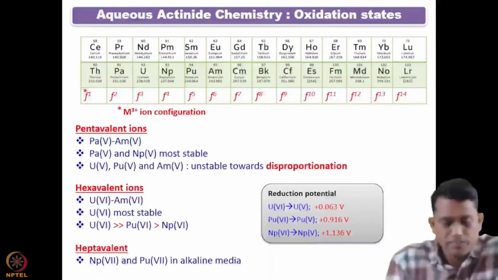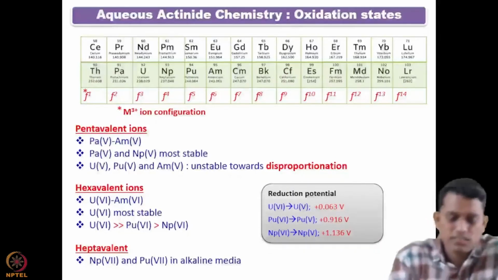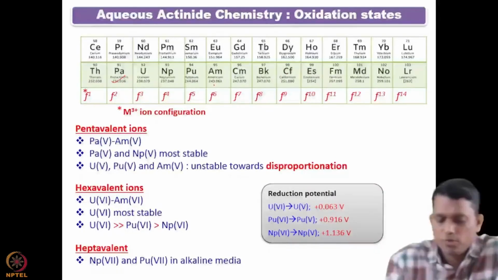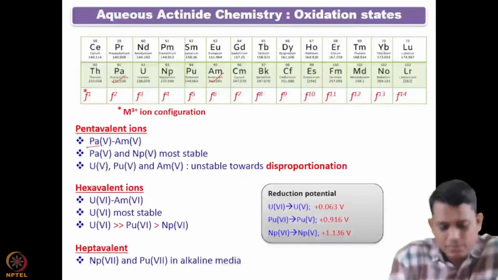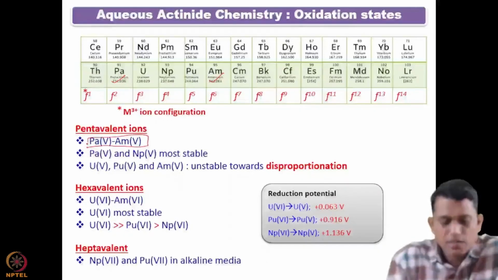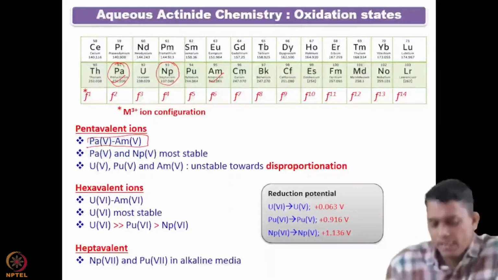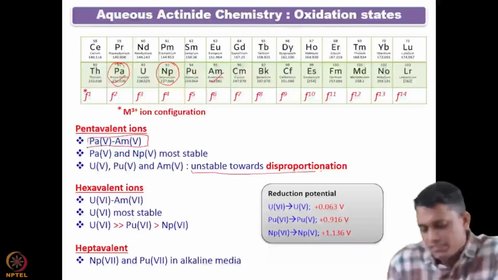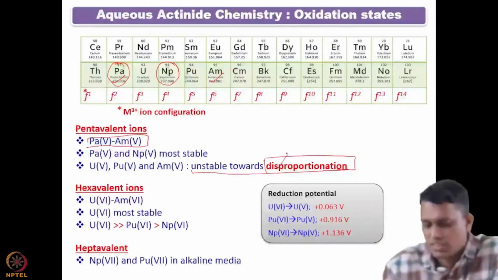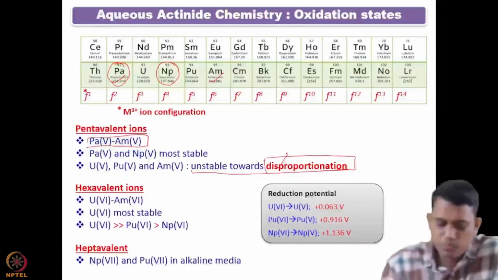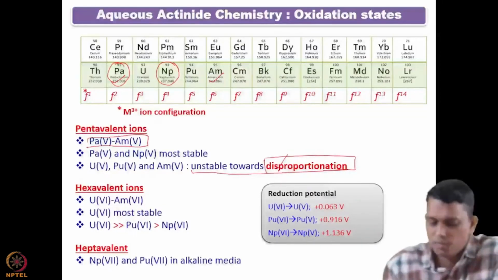Let us see about the pentavalent ion. Again, you can see that from protactinium to americium, they can be made into the pentavalent state, but the stable pentavalent ions are protactinium and neptunium. The rest are very much unstable, and most of the time this instability comes from disproportionation. What is disproportionation? That I will discuss in the next slide. So they are unstable with respect to disproportionation.